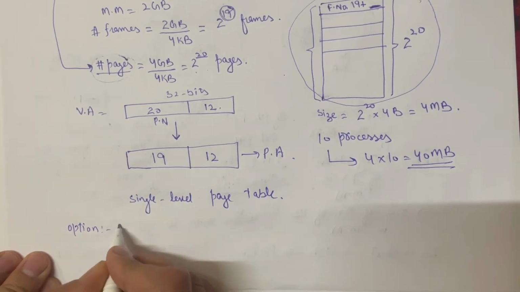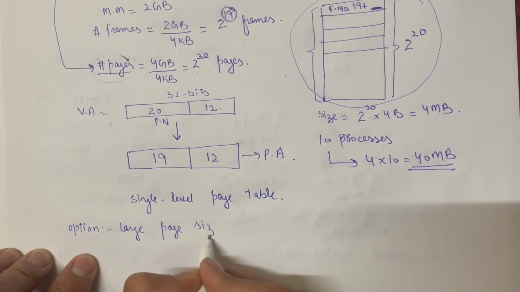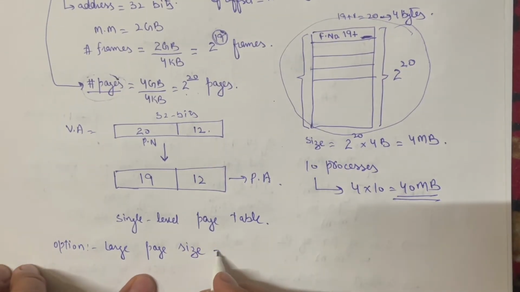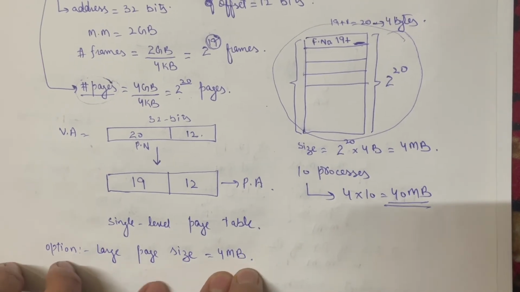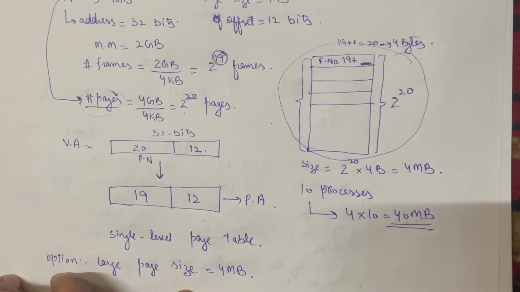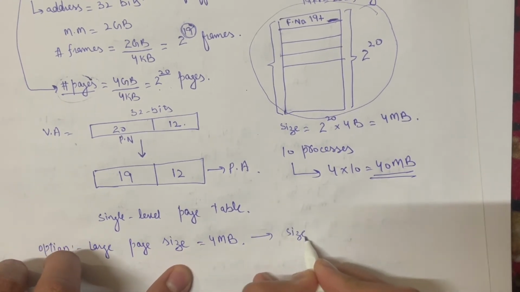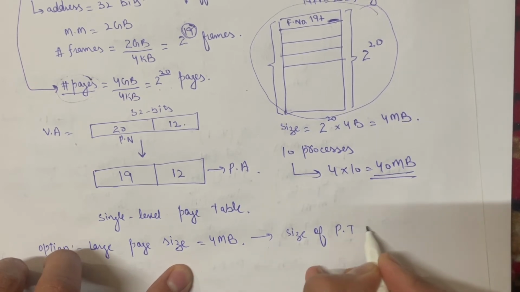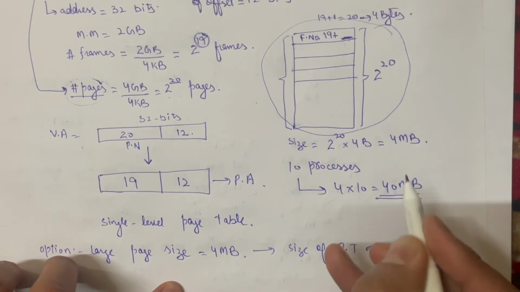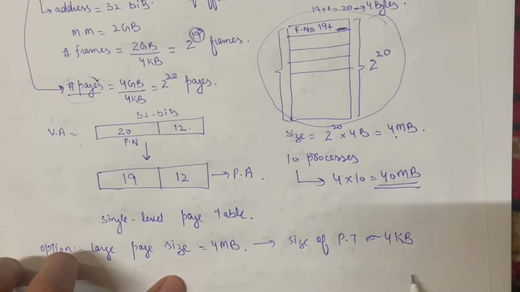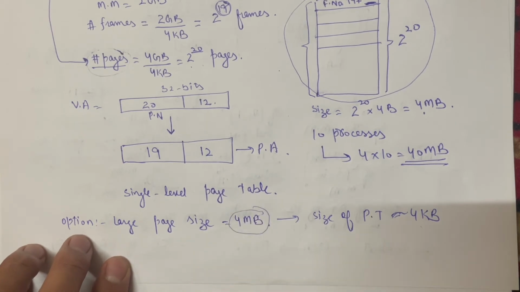If I ask you how we can decrease the size of page tables, one option is to use a large page size. Let's suppose instead of 4 KB, I use a 4 MB page size. If you do the calculations, you will see that the size of the page table comes out very small, nearly equal to 4 KB. So from 4 MB, we are making it 4 KB. But the size of each page would be 4 MB.